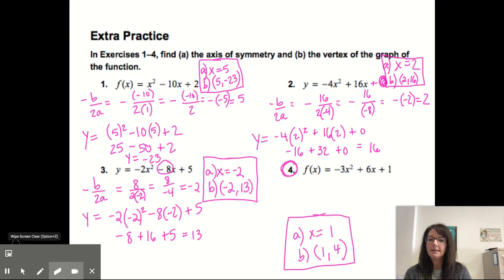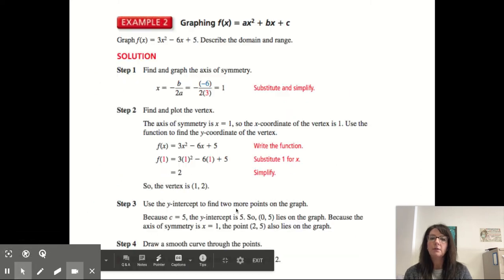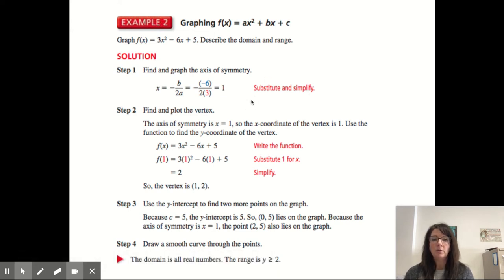I'm going to go ahead and erase and move on. Here we go. So now we're going to graph it, and we're going to use the information that we know. So here's what we're going to do. First, we're going to find where the axis of symmetry is, okay? So remember that the axis of symmetry is a vertical line at x equal to 1. Then we will plot the vertex. So we'll do just what we did, and then we have a place to plot the vertex. So the vertex is 1, 2.